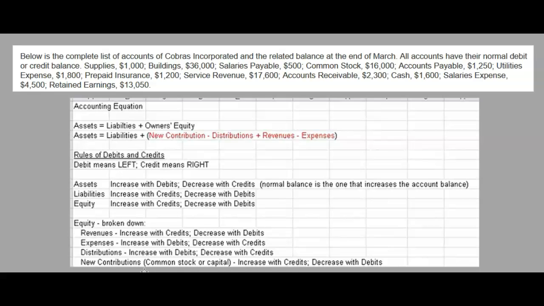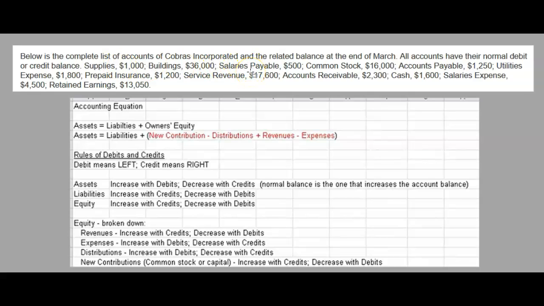All right, so let's go through just a couple of these. Supplies. Since it doesn't say supplies expense, we need to recognize that supplies have future economic value. That makes it an asset. So it would increase with a debit. Okay, that was supplies. I'll just do a couple of these here.